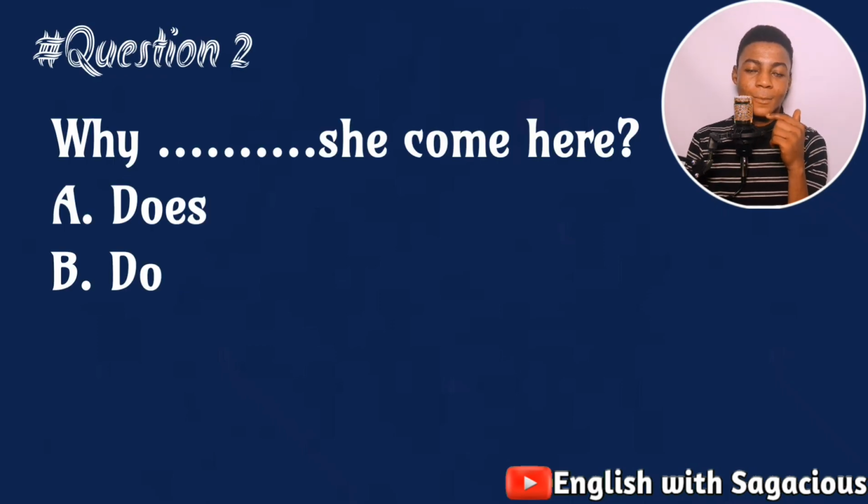Question 2. Why does she call her? The right answer is does. The question is inquired about the object of the sentence, so just like I said earlier, whenever a question is inquired about the object of the sentence, the nature of the subject will determine the right answer. So she happens to be the single subject in the question, so you apply a single verb which is does.